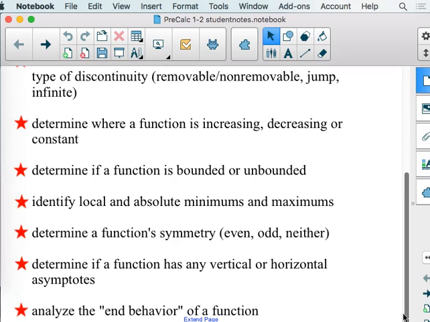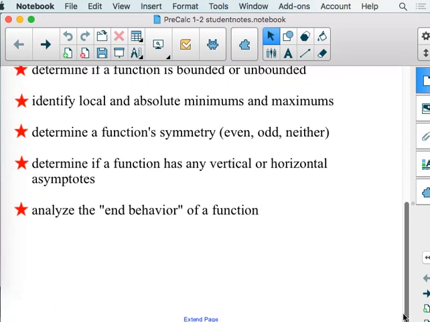Determine if a function's symmetry is even, odd, or neither. So that's just new language to you about even or odd symmetry or neither. And then determine if a function has any vertical or horizontal asymptotes. We're going to talk about the same things that you did in Algebra 2, but at a different level, because we want to talk about it as, okay, now we're going to go on to calculus, so what's an easier way to think about this process rather than memorize it?